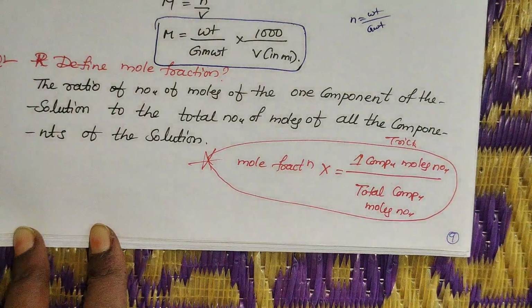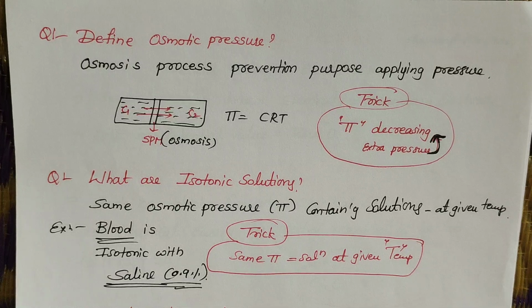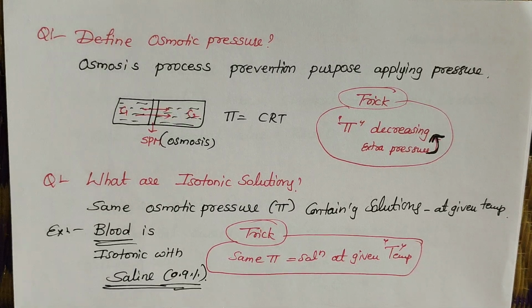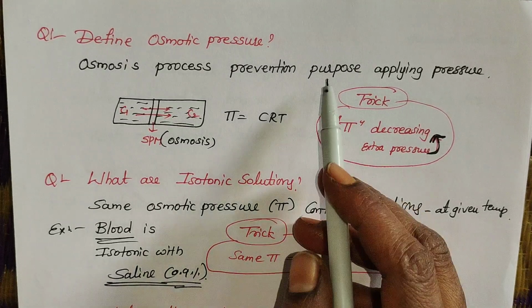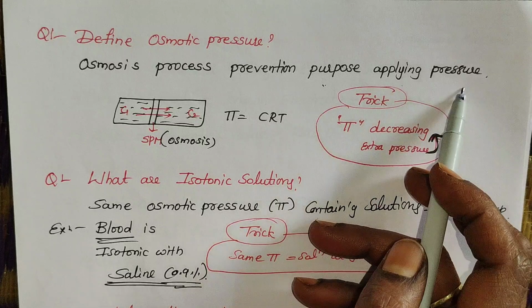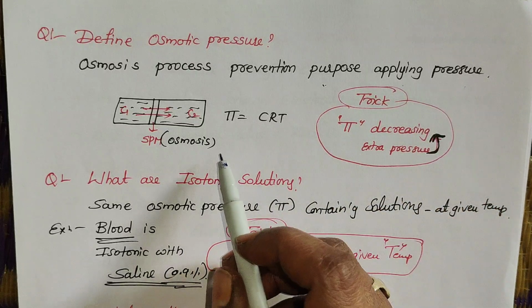That's it. Okay, next, one more important question, define osmotic pressure. Osmosis is a process; preventing it is done by applying pressure. Okay, so simple beta.